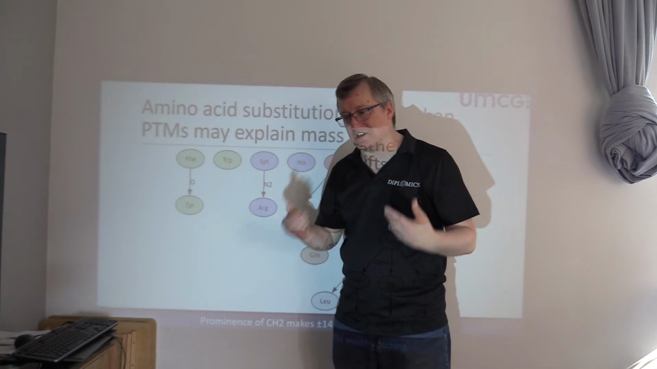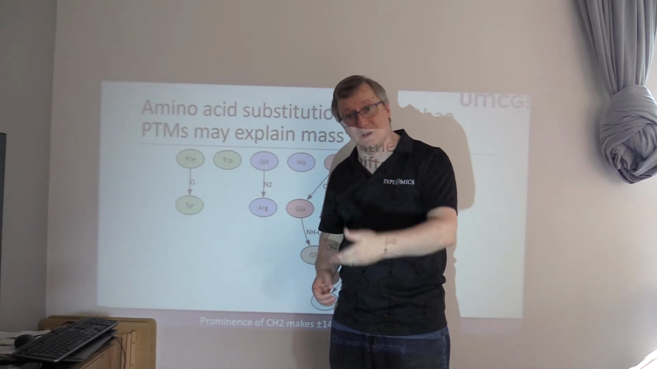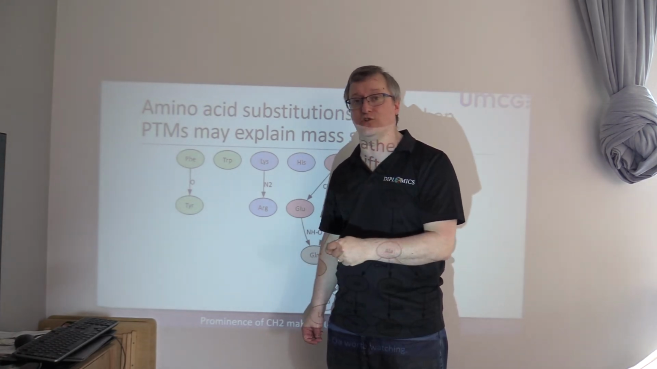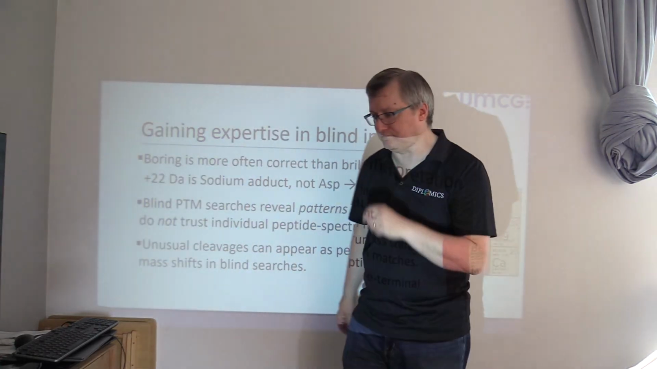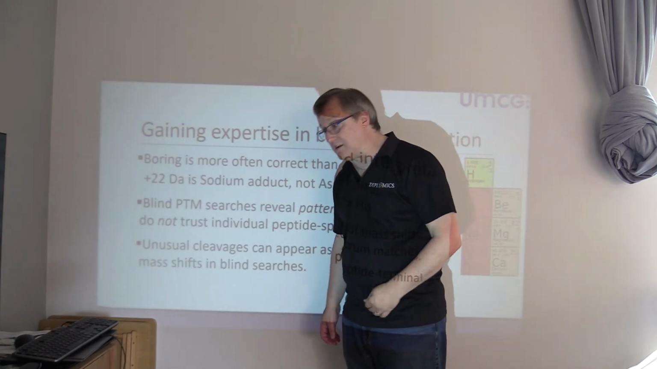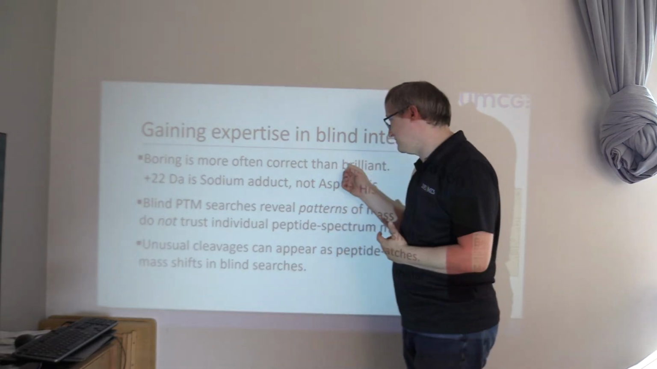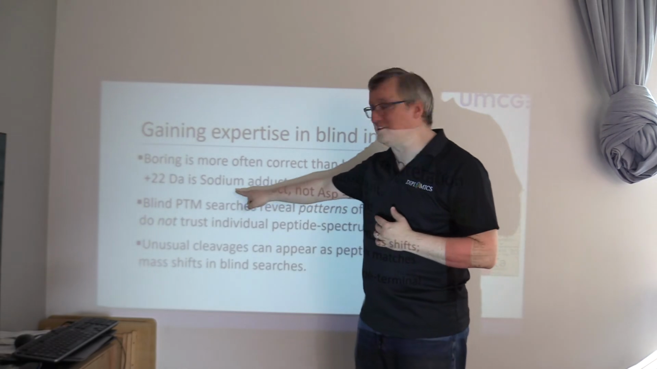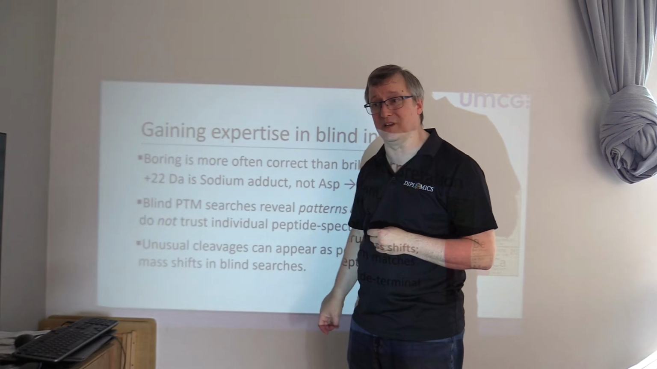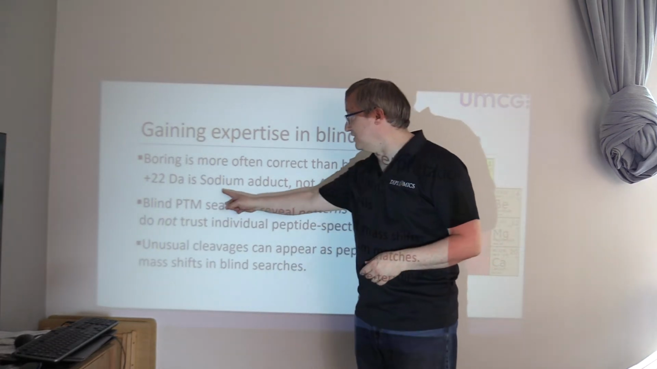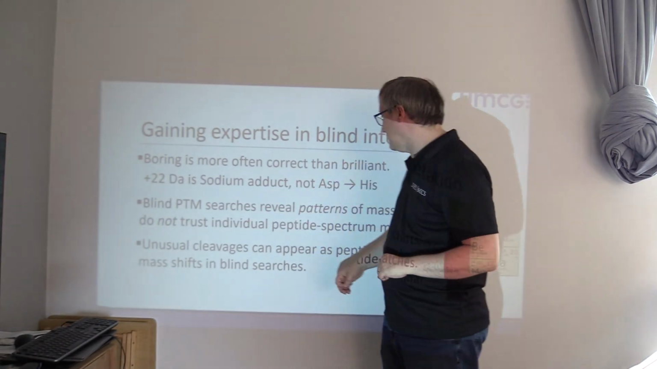So, just for your information, remember that the mass shifts we see when doing PTM searching may not be from modification at all. They may come from sequence variants instead. And a really important thing to talk about is that boring is more often correct than brilliant. If you see a plus 22 mass shift on a peptide, it probably means there's a little bit of sodium left in your sample. It's not been perfectly desalted, because 22 is what happens when sodium is creating the ion of this peptide rather than a proton.